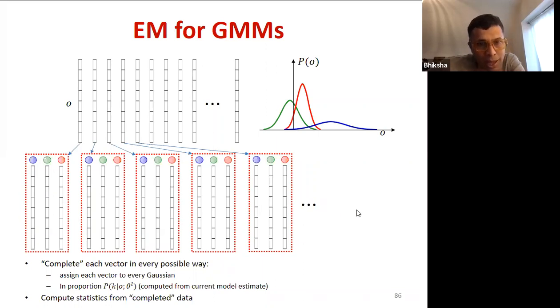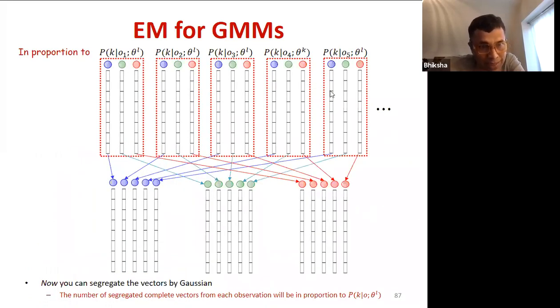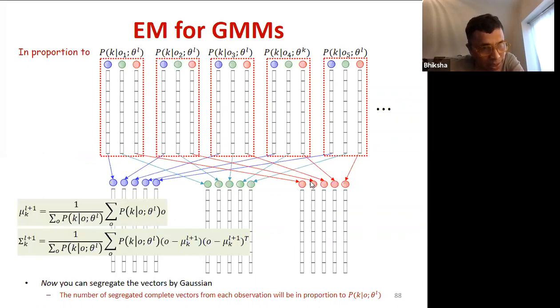And now that we've got these completed data, I can pull out all of the blue vectors, and then I can re-estimate the parameters of the blue Gaussian from here. I can pull out all the green vectors. I can re-estimate the parameters of the green Gaussian. I can pull out all of the red vectors. I can estimate the parameters of the red Gaussian, and it turns out that we have nice closed form solutions for it. If you work out the math, once you understand what's happening, it's very trivial.